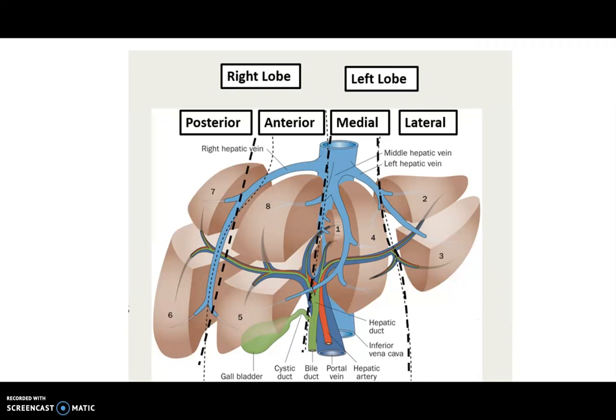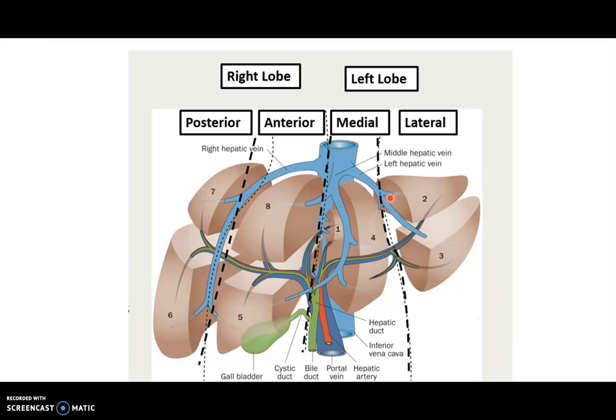Okay, so to find out the functional lobes of the liver, we have to use three imaginary lines. The first one is this one. This is actually the Cantlie's line. Okay, you see inferior vena cava, gallbladder, so the imaginary line should be the Cantlie's line.